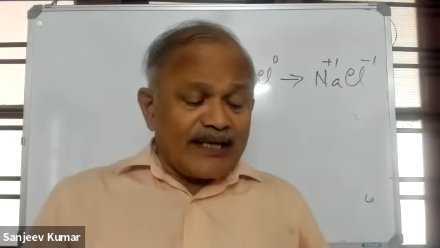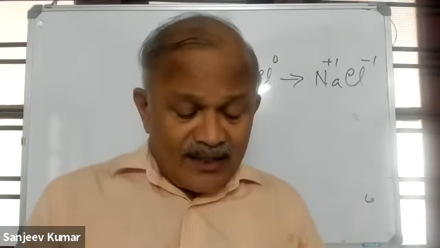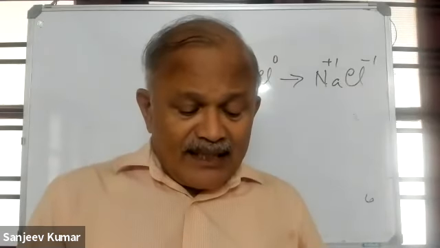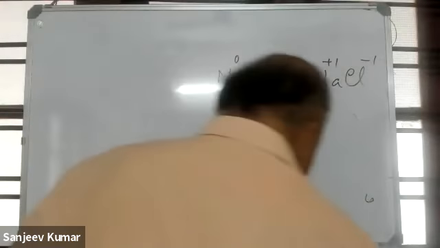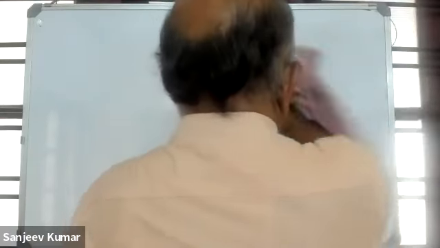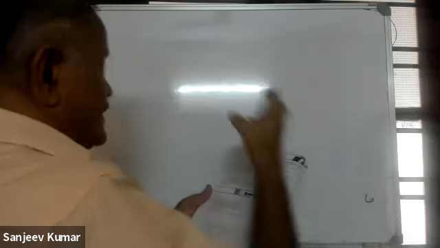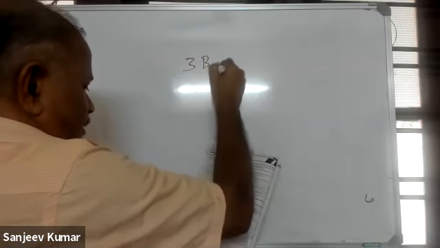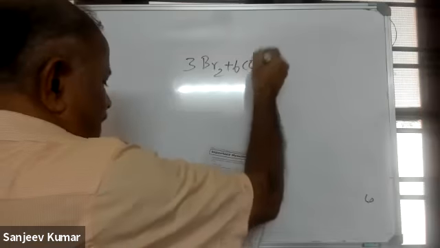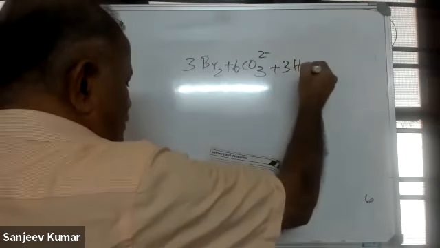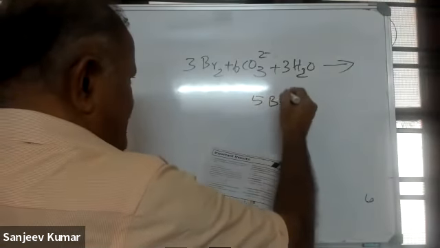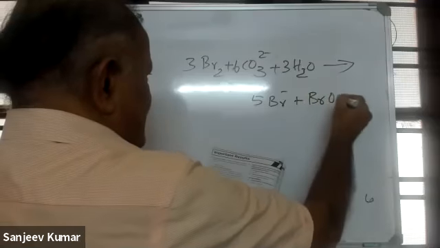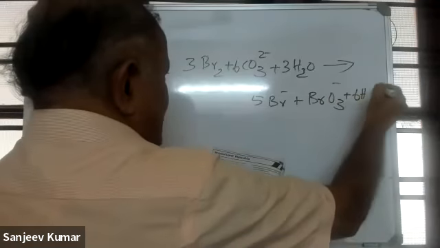3Br2 plus 6CO3 2 minus plus 3H2O gives 5Br minus plus BrO3 minus plus 6HCO3 minus. That is, it is an example for a redox reaction. That is, 3Br2 plus 6CO3 2 minus plus 3H2O gives 5Br minus plus BrO3 minus plus 6HCO3 minus.